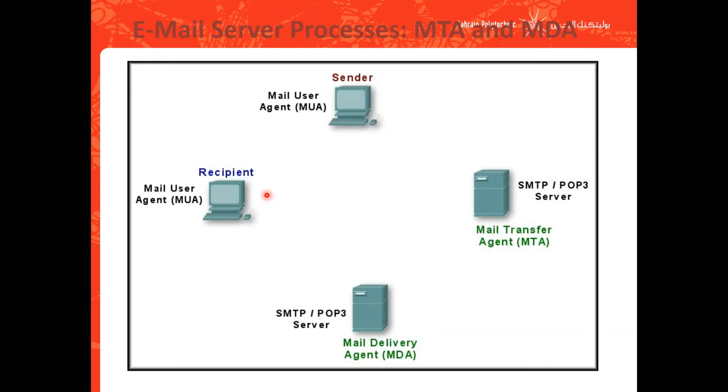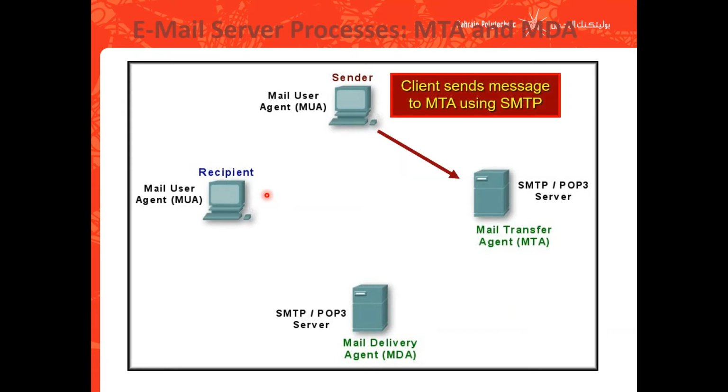Now, once you compose an email, what happens is you send that email through SMTP to a mail transfer agent. The email doesn't necessarily go directly to the recipient. It goes to an MTA, which is a mail transfer agent, which is nothing but a server that figures out where your recipient is. So it looks at the source and the destination of the email, and it figures out where the email should be sent.